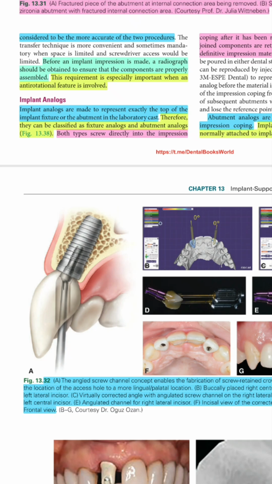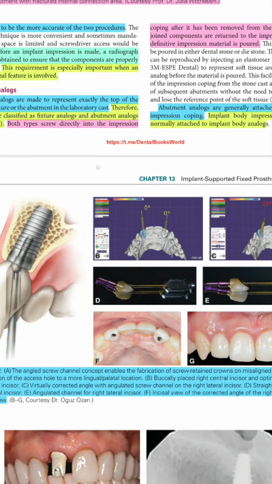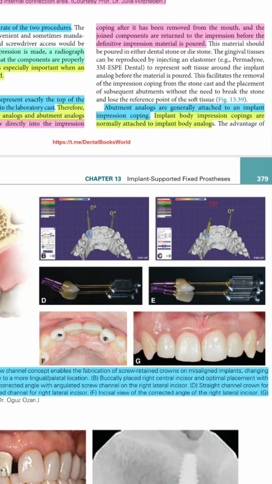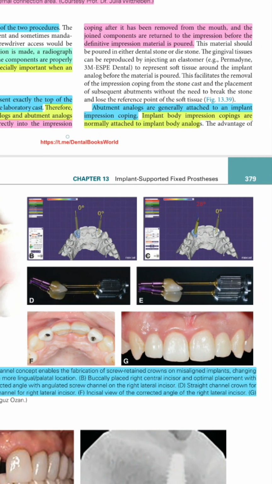What is it? It represents exactly the top of the implant fixture in the laboratory cast. They screw directly into the impression coping, which is the transfer, after it has been removed from the mouth, and the joint components are returned to the impression before the definitive impression material is poured.